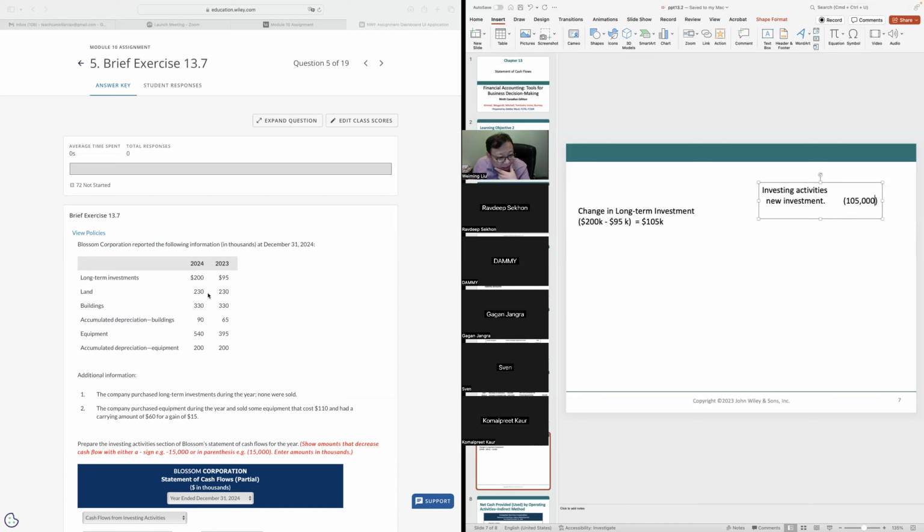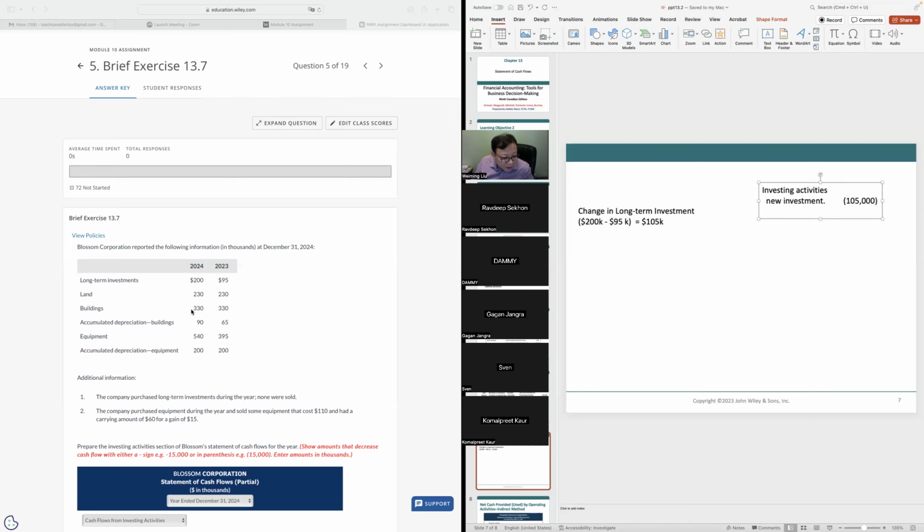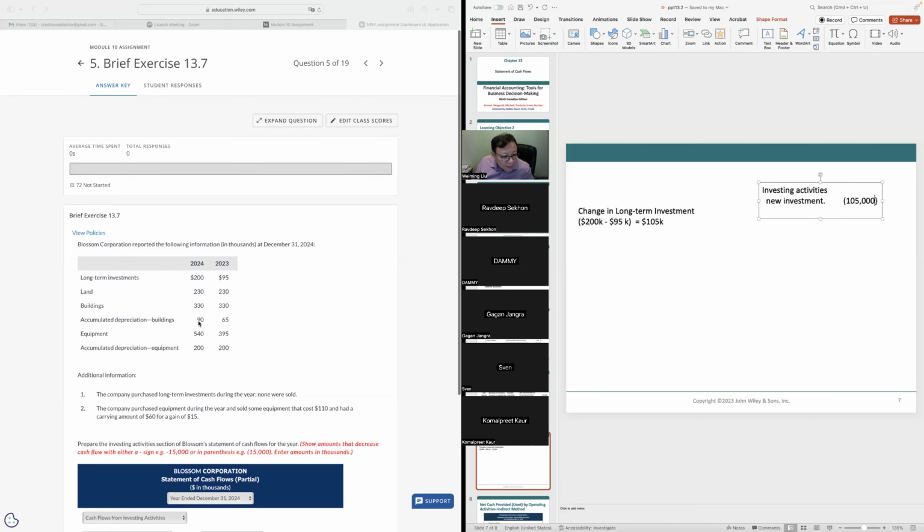Land, the balance is the same. So nothing happened with land. Buildings. So 330,000, no change, right? And the cumulative depreciation, that additional 25, is just the depreciation expense on the building, right? 25,000. So there is no purchase of building, no disposal of building, right?